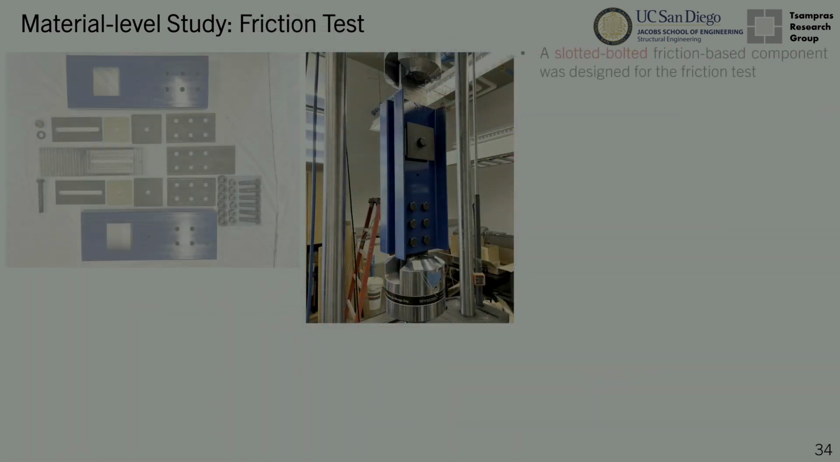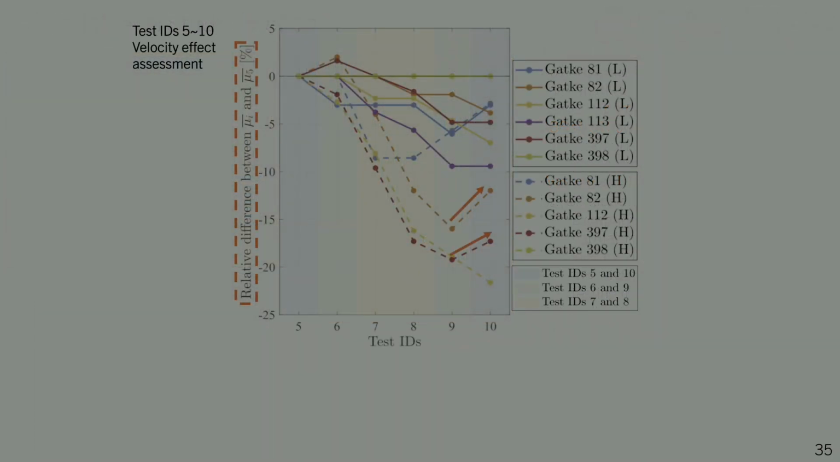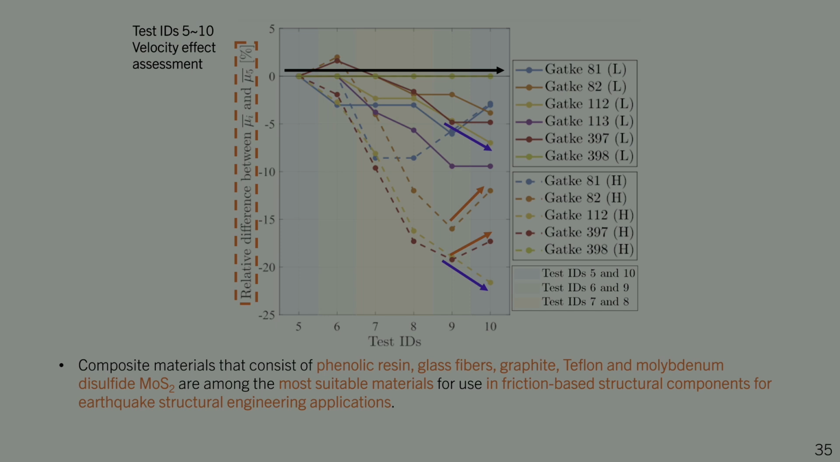And with respect to the friction test, we did exactly the same thing. We came up with a setup that allows us to test different materials. We used six different materials, two normal load levels, and we collected all our data. And moving fast forward, I will focus on the velocity dependence.